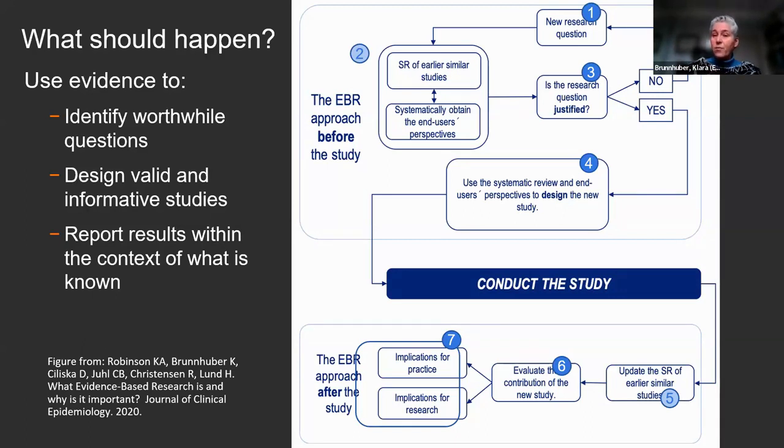And if this question itself is justified, then of course go to the next step, which is to utilize the systematic review that you now have available in order to inform the design of the new study. So really utilizing all the rich information about how other researchers have thought about this question, what study designs have been done, and maybe really optimize your own study design based on that.